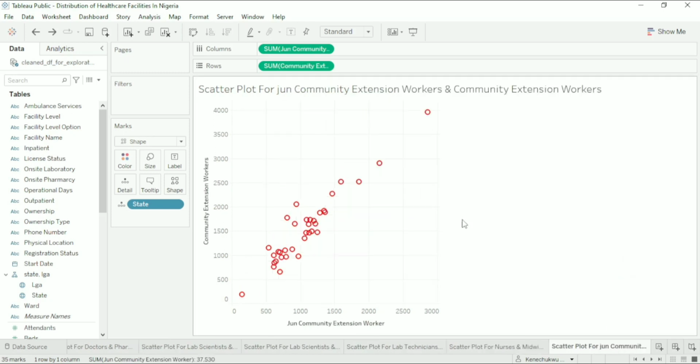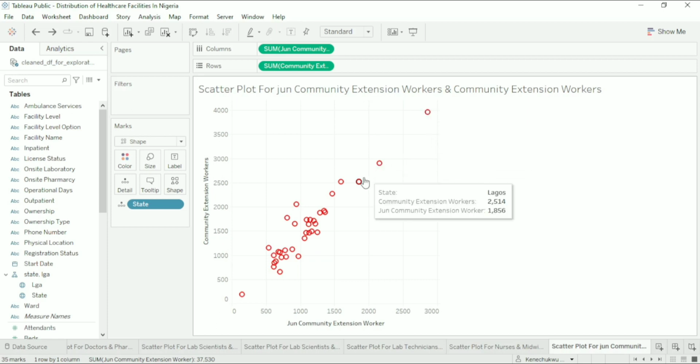Okay, so this is a junior community extension worker and a community extension worker. We have Niger. The reason for this is that most of these extension workers, attendants, and other professionals apart from doctors, nurses, and the popular known ones, are in the northern part of Nigeria. Most of these professions are not in Lagos or the eastern part; most of them are in the northern part. That's why we're seeing Niger here being an outlier.